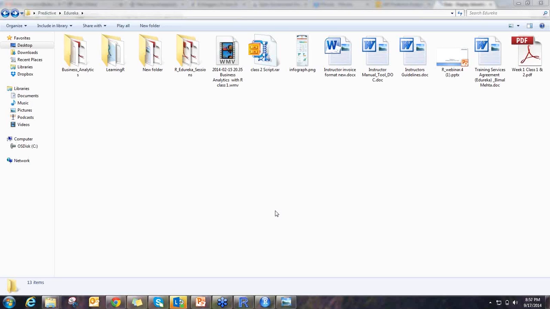Vivek is asking, will it be a bit easy to understand if one knows SAS? Conceptually, yes, but syntax is different from SAS. So SAS uses base SAS, while R has its own syntax. So syntax is different, concepts will remain the same, yes.